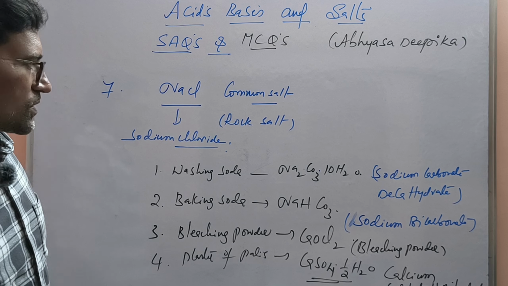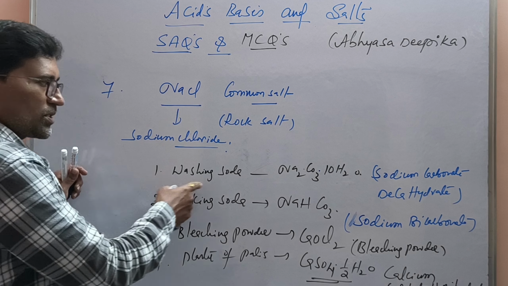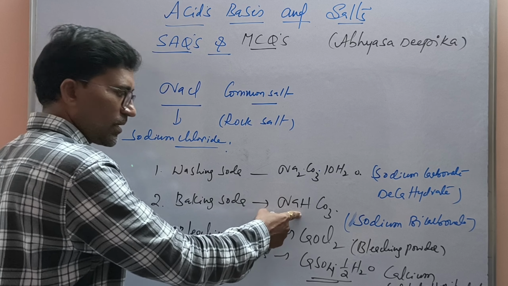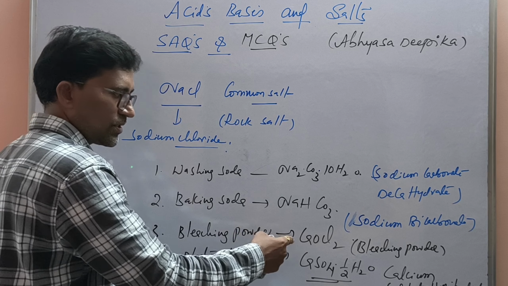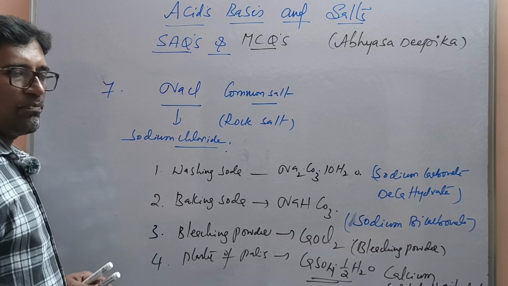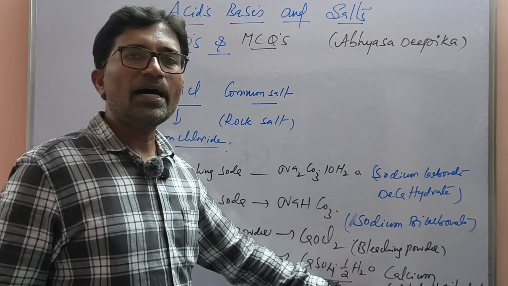So these are the chemicals obtained from sodium chloride, common salt: washing soda, sodium carbonate decahydrate; baking soda, sodium bicarbonate; bleaching powder, calcium oxychloride or calcium hypochlorite; and plaster of Paris, calcium sulfate hemihydrate.